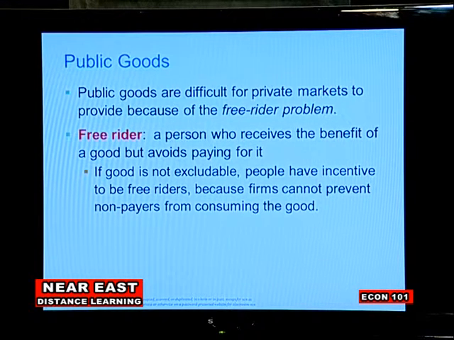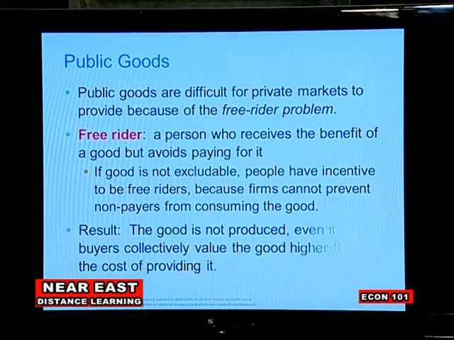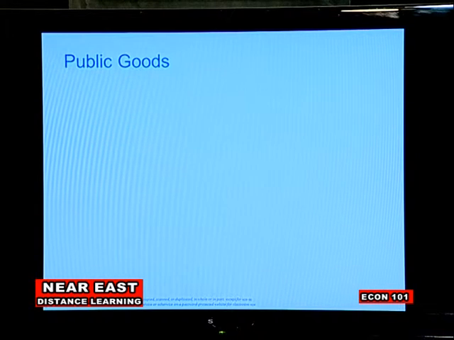We call this the free rider problem. What's a free rider? It's a person who receives the benefit of a good but avoids paying for it. If a good is not excludable and you are not paying for it, people have an incentive to be free riders, because firms cannot prevent non-payers from consuming the good. As a result, the good is not produced even if buyers collectively value the good higher than the cost of providing it. This is the problem for public goods.